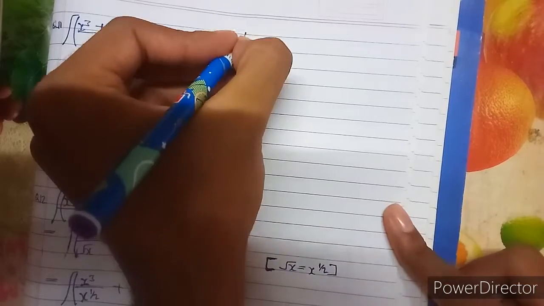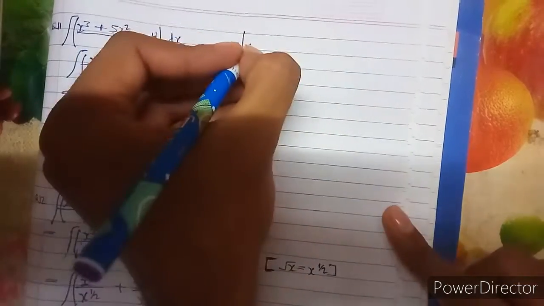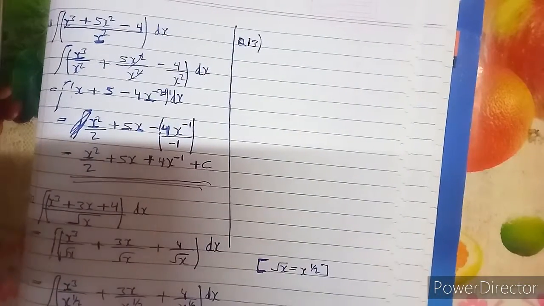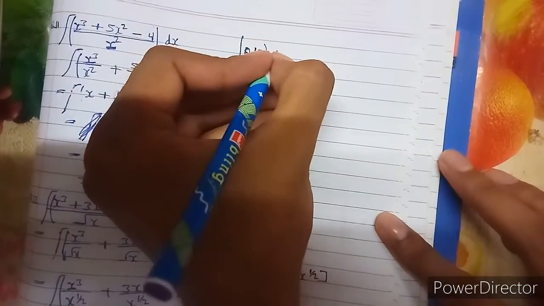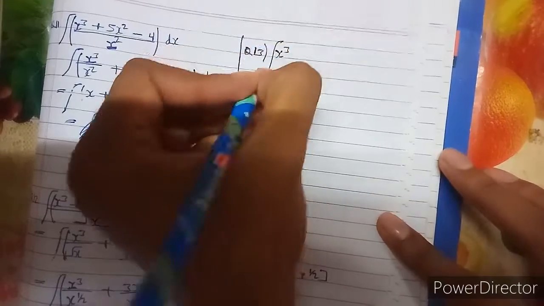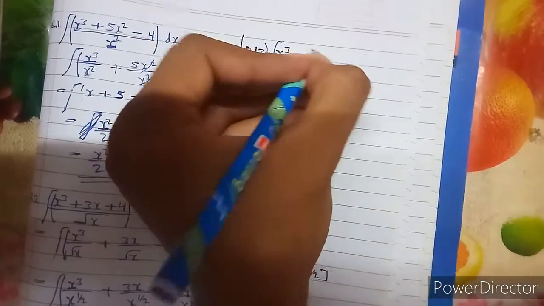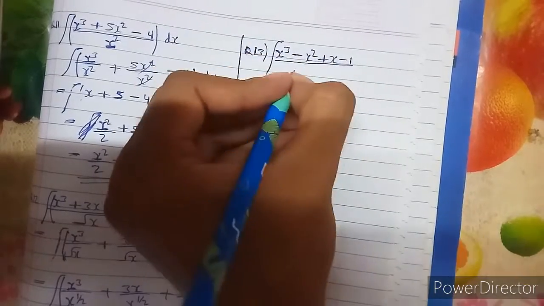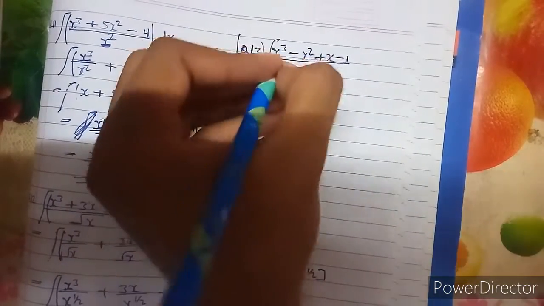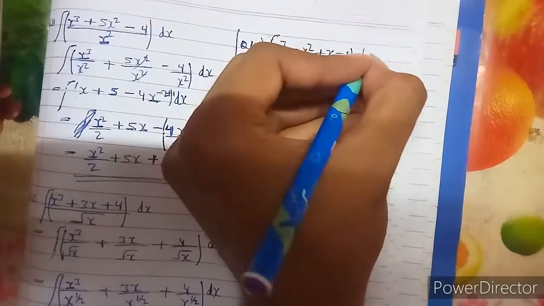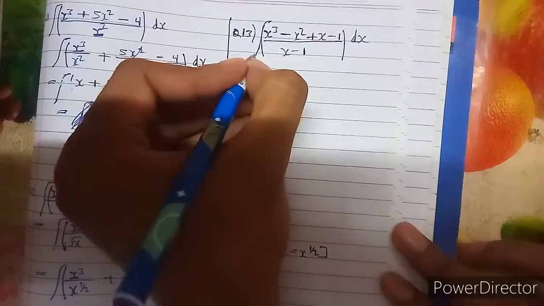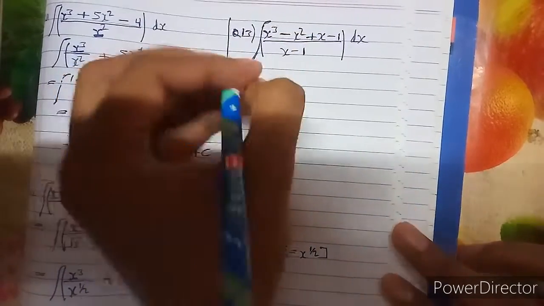Now moving to our question number 13. You can do it here. What is our question number 13? It is the integration of (x cube minus x square plus x minus 1) upon (x minus 1). Now we have to integrate this whole term. In this question you have to use your little bit of brain. I think you all have it.